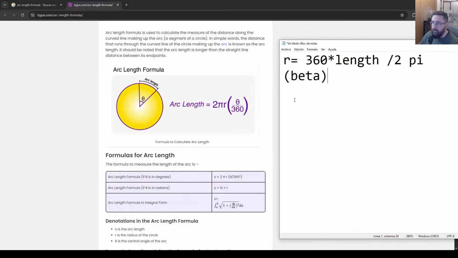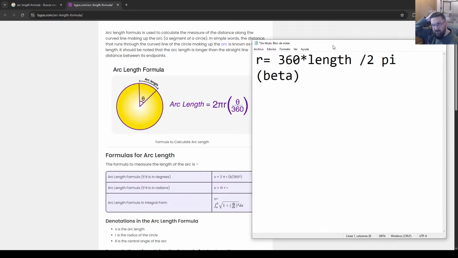I should probably do this by hand. R equals... Okay, 2 pi goes to the other side, so it's length multiplied by 2 divided by 2 pi. Then this goes multiplying the other side, 360, correct? Divided by beta. Yeah, it's right. So what's the issue? Why is that not right? What the fudge?